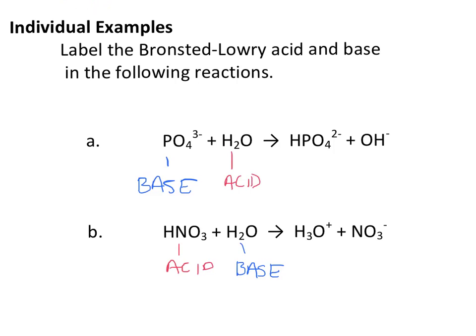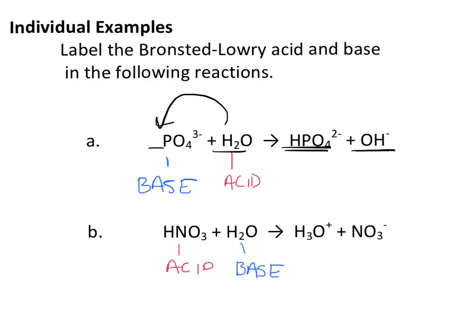So PO43- is the base because it accepted a hydrogen, which we see over here. There was no hydrogen, now there is one. And H2O is the Bronsted Lowry acid because it ends up only having 1 H, so it must have donated that H to the PO43-.